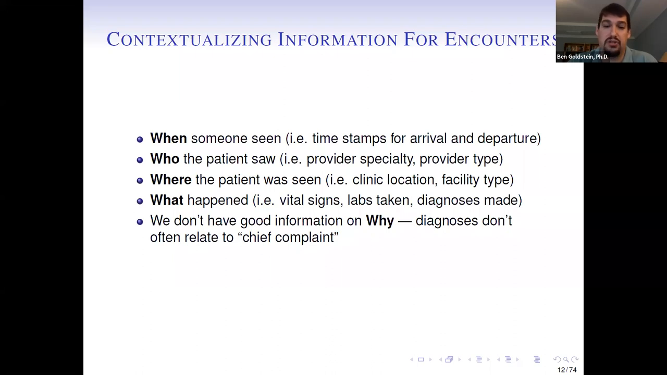The most important thing, though, that we don't have is good information on why. The reason for that is that while we have diagnoses, those don't often relate to a chief complaint. So there isn't, unfortunately, a structured field really within the EHR that says, why is the patient here? That finds itself in notes, within a clinical narrative. And while there have been a lot of advancements, particularly here at Duke, within the AI space of doing natural language processing and analyzing those notes, those data don't exist in what we'd call a structured or easy to access form. We can understand the when, the who, the where, and the what, but that why is much harder to infer.